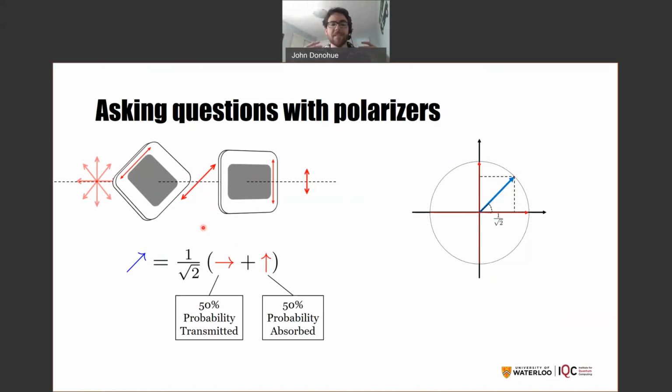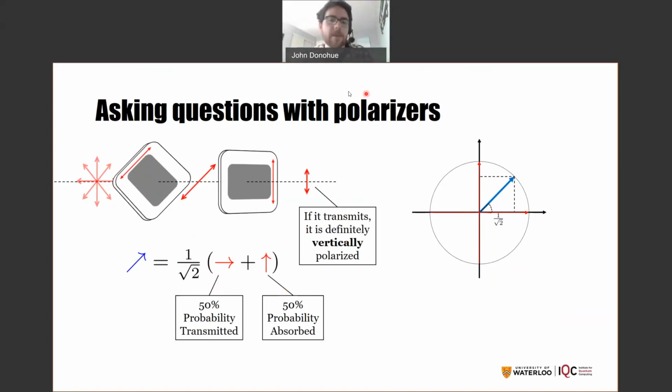Now then, in terms of how this connects to probabilities, well, this single photon has a 50% horizontal component and a 50% vertical component. The interpretation there is that there is a 50% probability that the photon is transmitted and a 50% probability that the photon is absorbed. I actually have these two backwards in the slide. It should be transmitted for the vertical, absorbed for the horizontal. Sorry about that. If it transmits, it is now definitely vertically polarized. We've put it through that vertical polarizing filter. We've removed the horizontal component. So if we see that photon pass through that vertically polarized filter, it is now definitely vertically polarized.